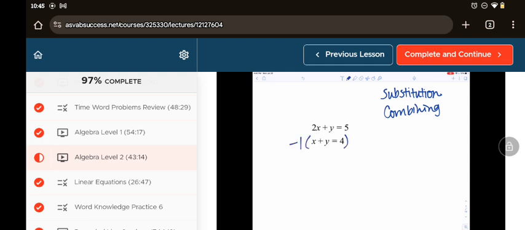I'm going to multiply the second equation, the entire thing, by negative 1. Okay, and I'm going to rewrite it. So this becomes negative x minus y equals negative 4. Now that I've done that, I'm going to cross this out. And now I'm going to combine these two equations, and I'm just going to add them.